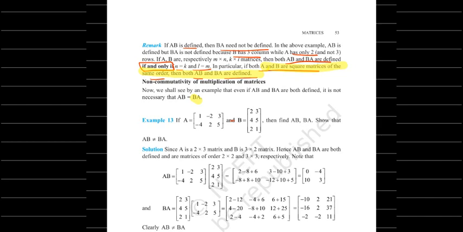First of all, here it is not a proper matrix. You can see here it is a 2 into 3 matrix, and this one is a 3 into 2 matrix. The number of columns of A is 3, the number of rows of B is 3 here. You can do AB, but you cannot find BA.